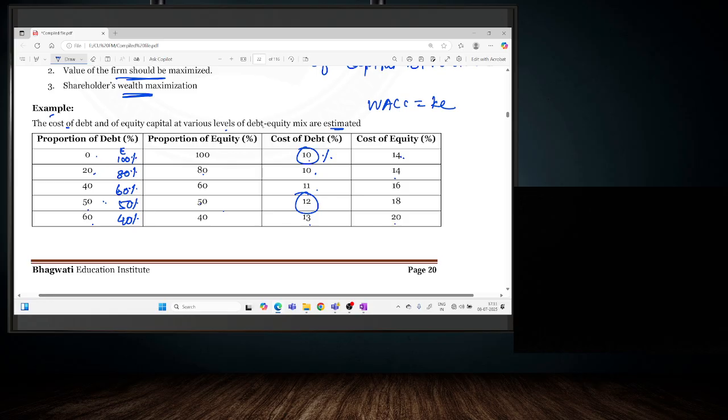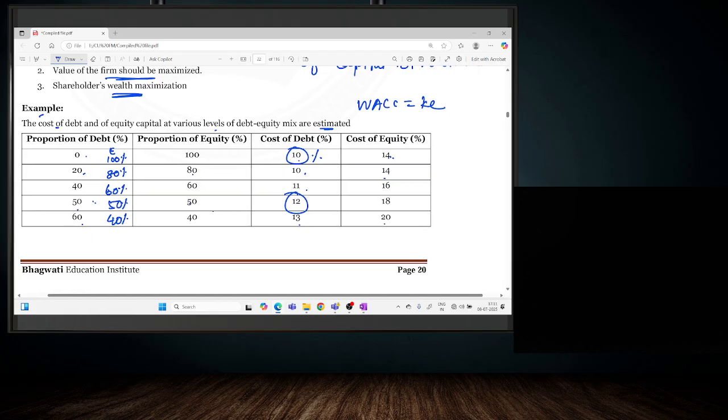So now what we are supposed to do is, for these various levels of finance, we are supposed to calculate weighted average cost of capital. Why we have to calculate weighted average cost of capital? Because we have to determine the optimum capital structure. What is the optimum capital structure? The point where the cost of capital is minimum. So calculate WACC for each level and take the point where cost of capital is minimum. That is the optimum capital structure.